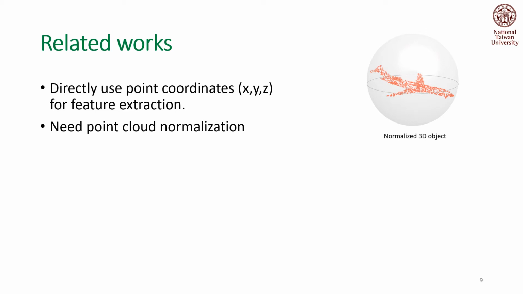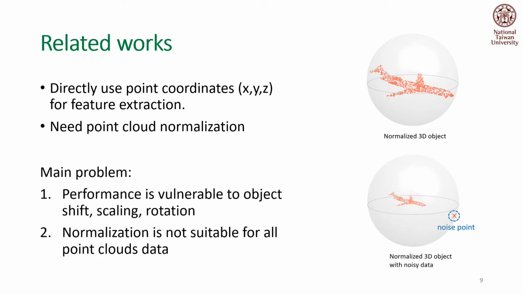Several related works directly use point coordinates x, y, z for feature extraction. They need point cloud normalization, which normalizes the input point clouds into a unit sphere, so their algorithm can work properly. And what's the problem? Their performance is vulnerable to object transformation, like shift, scaling, and rotation. Furthermore, normalization does not always work for all point cloud data.